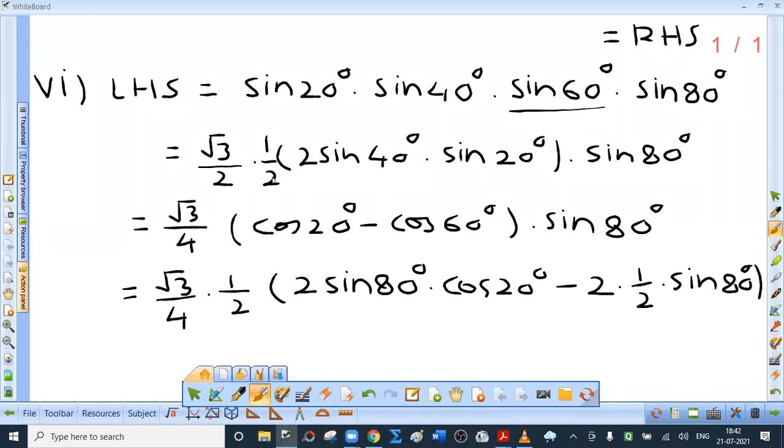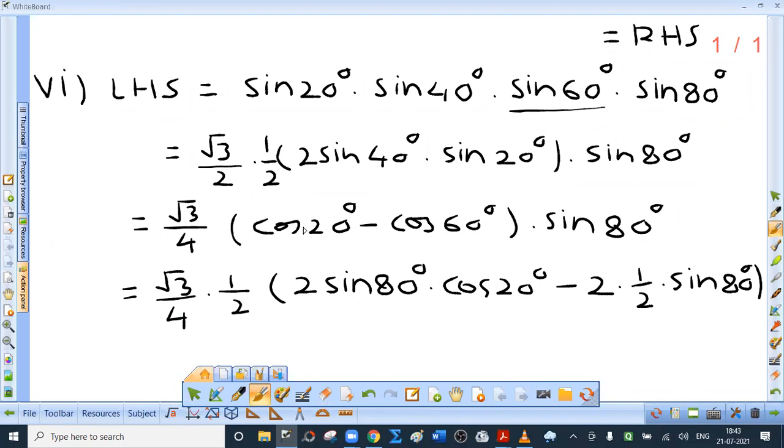Now this is half into 2 sine 40 sine 20. What is 2 sine A sine B? Cos of A minus B, 40 minus 20 is 20, minus cos of A plus B, 40 plus 20, 60. The next step is again important.